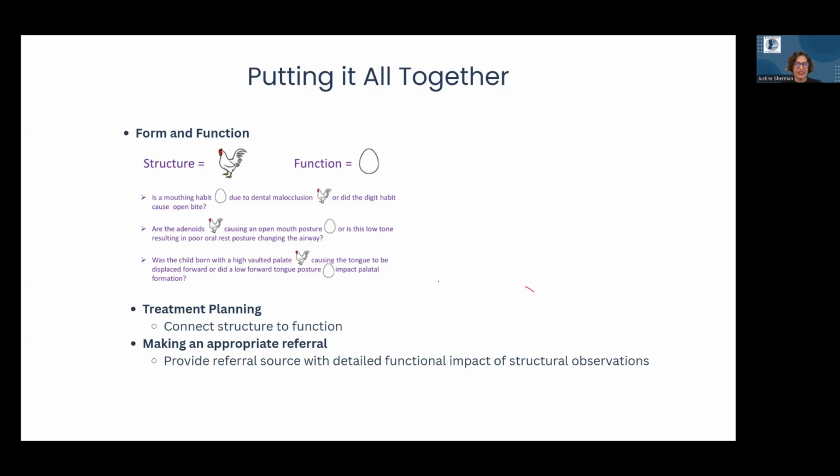So this clarity strengthens our referral. It improves follow through. It leads to better surgical, orthodontic, and therapeutic decisions. And most importantly, it leads to better outcomes for clients. So if you can explain how structure affects speech, feeding, resonance, or airway, you elevate your role. You strengthen the team and your clients benefit. So that's how that chicken and the egg finally makes sense.